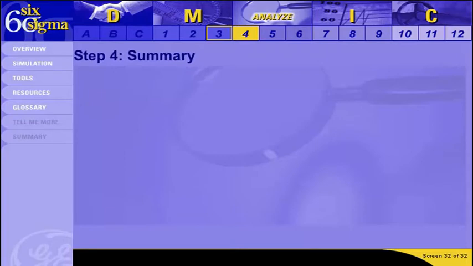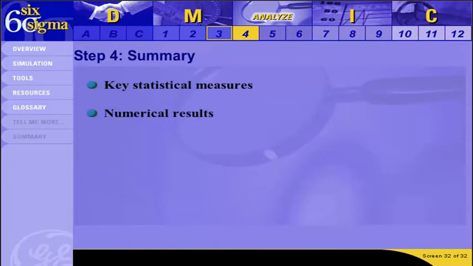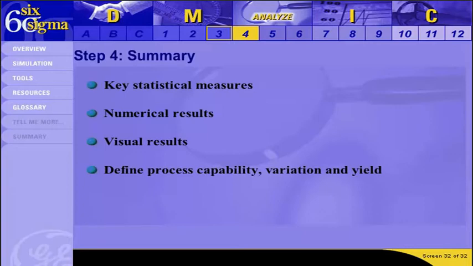In this step, we examined a number of topics. These included key statistical measures used to determine variation, the values generated for continuous and discrete data, visual displays of data including histograms, normal curves, and other displays produced by Minitab, the concepts of process capability, variation, and yield, and examined the use of the Process Capability Report and the Product Report.